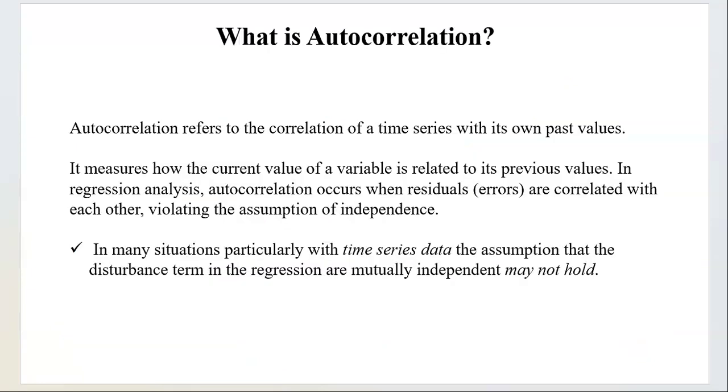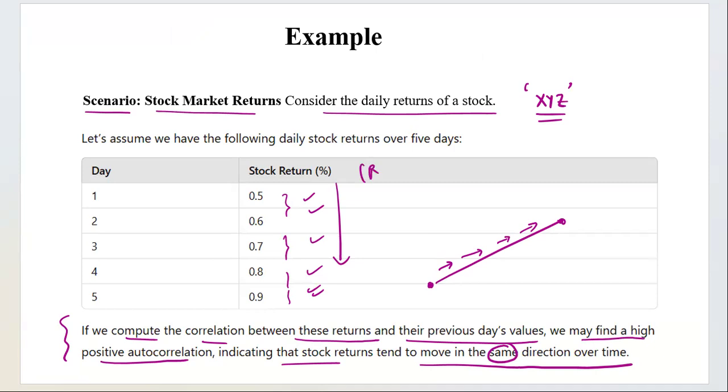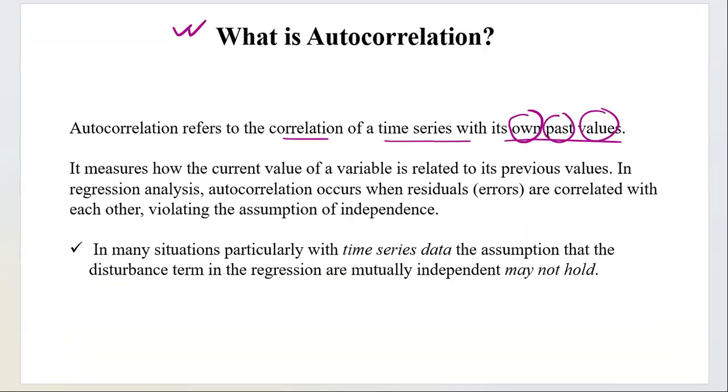Now let us formally define what autocorrelation is. Autocorrelation refers to the correlation of a time series with its own past values. So here this word own is very important. We are finding out the correlation with its own past values, right? This is autocorrelation. Now in regression analysis, we consider the variable to be R, but this variable is not the explanatory variable, but the residual or the error term, right? See here, read this paragraph. This is very important. It measures how the current value of a variable is related to its previous values. This is fine.